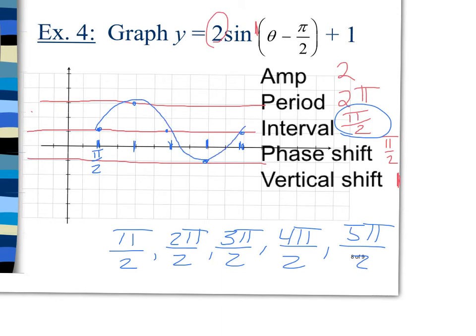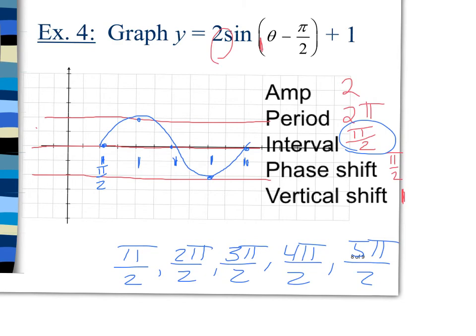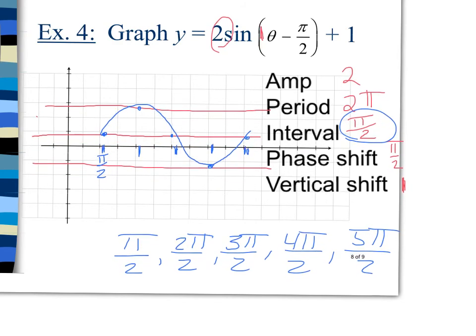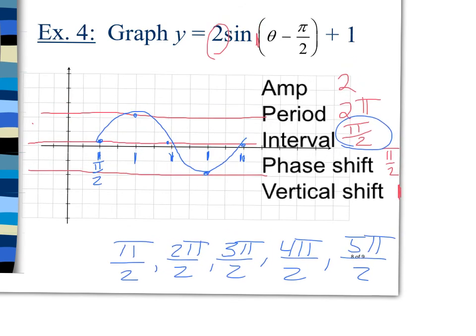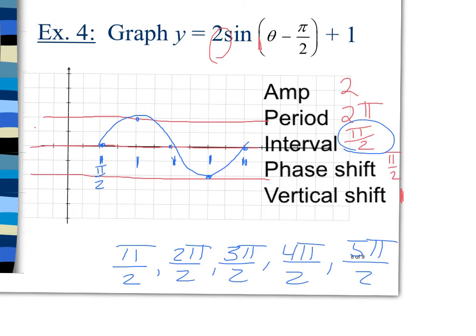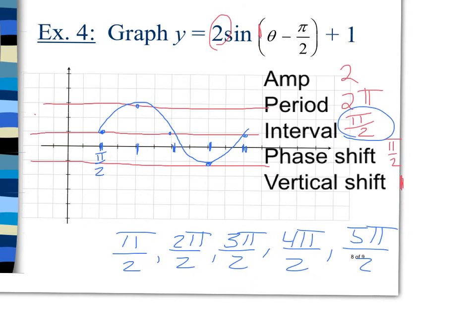So if I can do something for you, if you think of this graph like this, really by a vertical shift, all I've done to this graph is move it up by 1. So again, it normally would look like this, right, with an amplitude of 2, but because I have a vertical shift of 1, I'm just taking the graph and moving it up by 1. I hope that helps you visualize it.